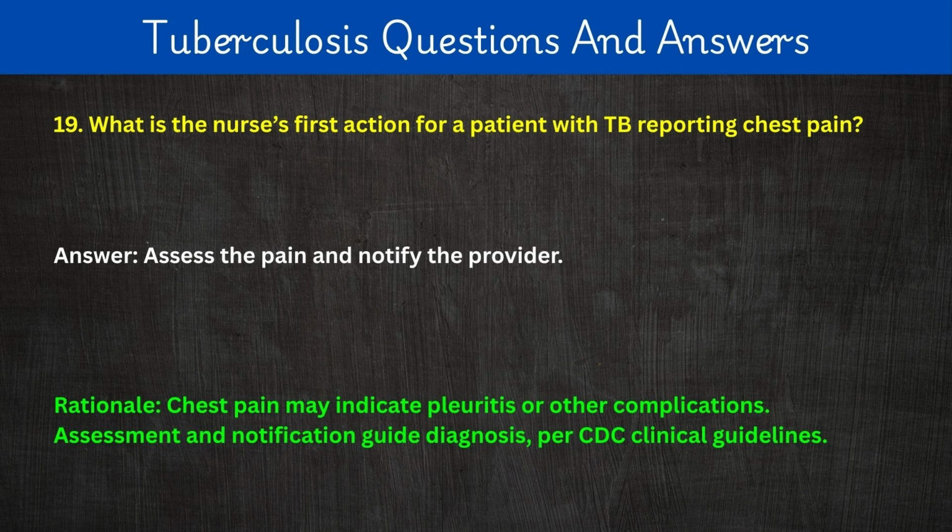19. What is the nurse's first action for a patient with TB reporting chest pain? Answer: assess the pain and notify the provider. Rationale: chest pain may indicate pleuritis or other complications. Assessment and notification guide diagnosis, per CDC clinical guidelines.